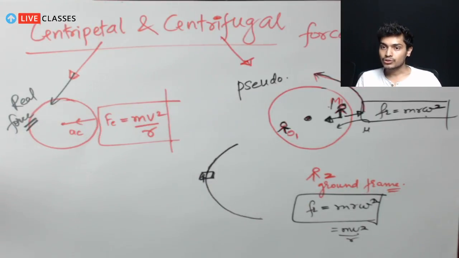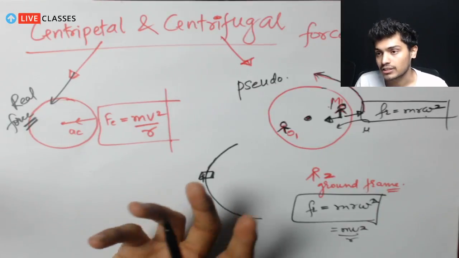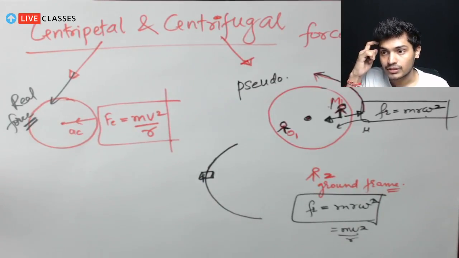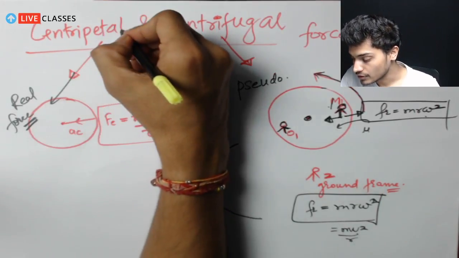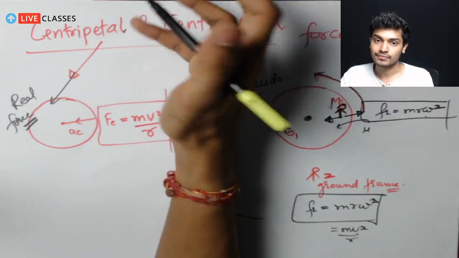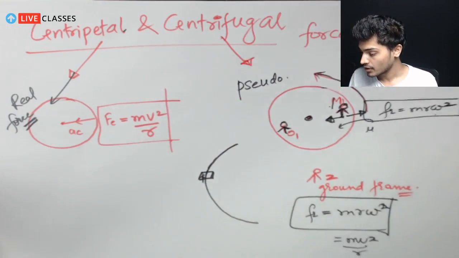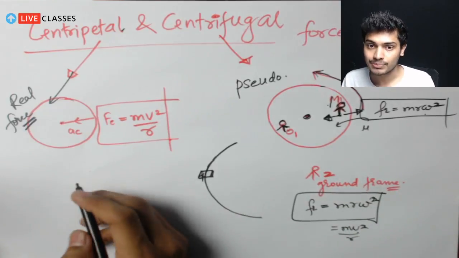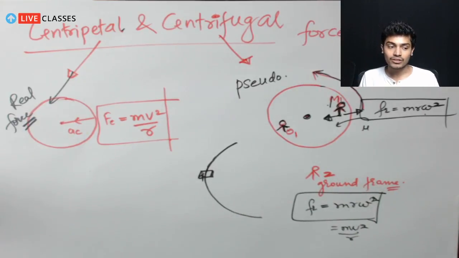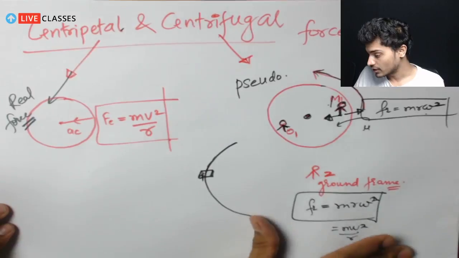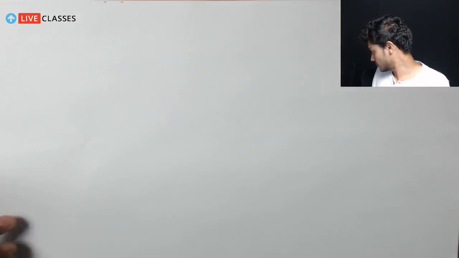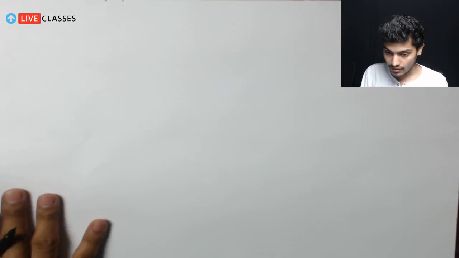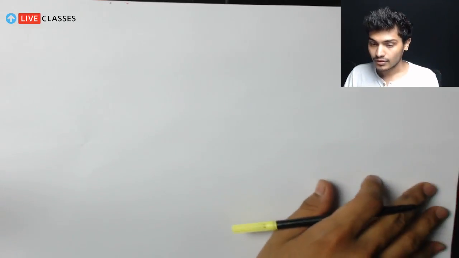We will use the concept of centrifugal force when we observe the motion from a rotating frame, and otherwise we will observe motion with centripetal force only. So let's do some problems based on centripetal and centrifugal force. After that our concept will become clearer.